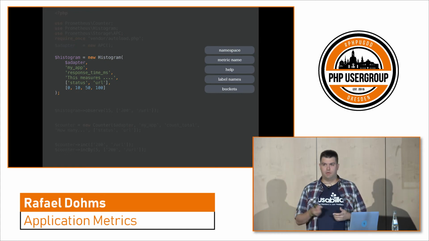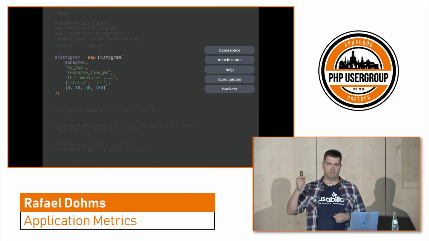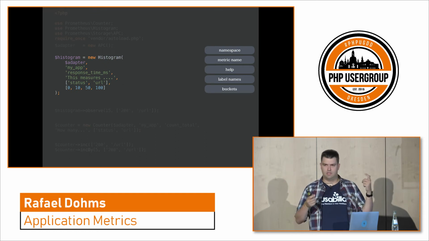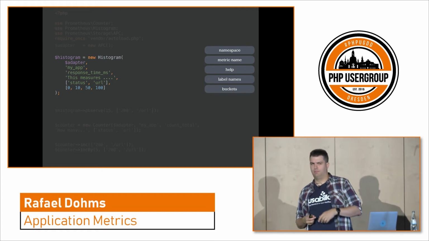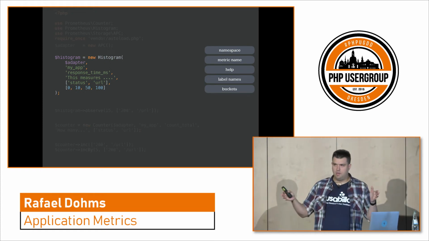Then you have the labels. When I mentioned you can mark this as having this status or that HTTP code or whatever, these are the things that you will be able to collect about that thing you're measuring. And then finally, you have the buckets, right?